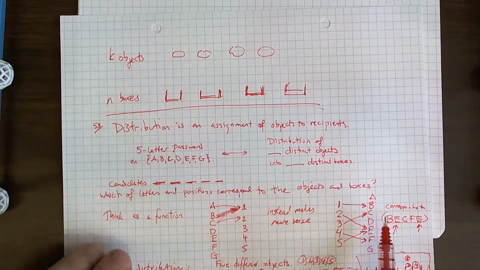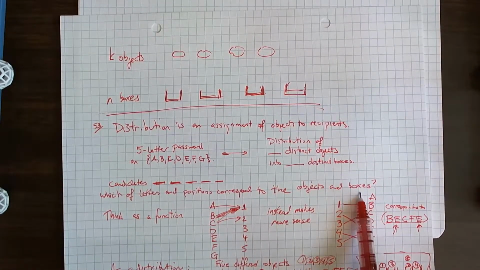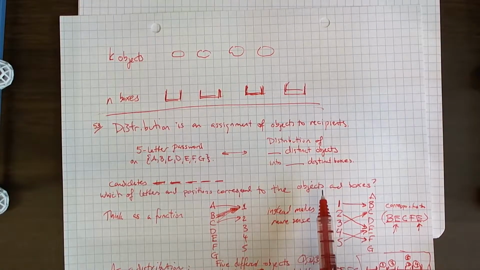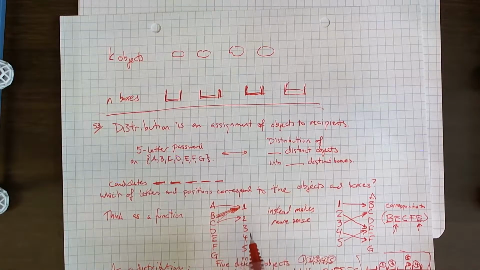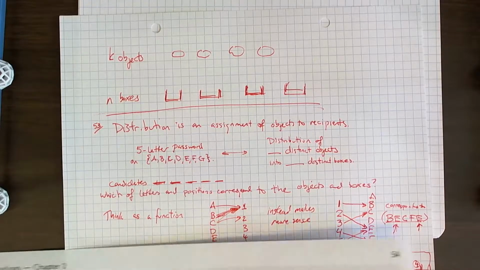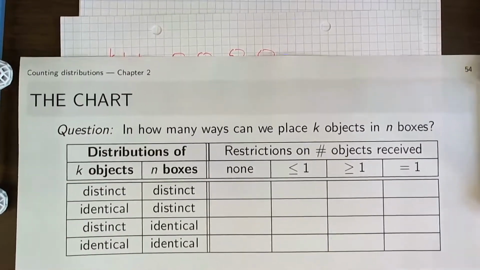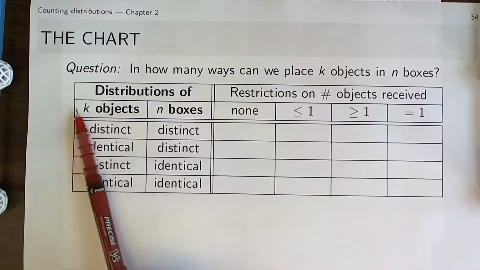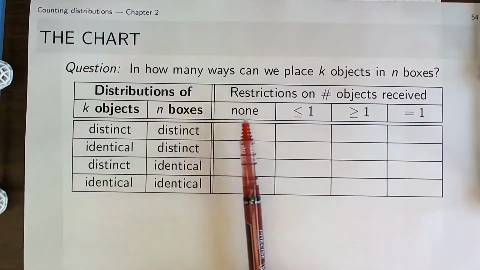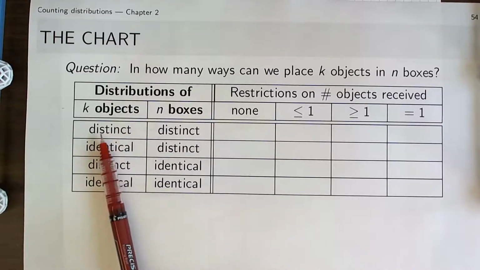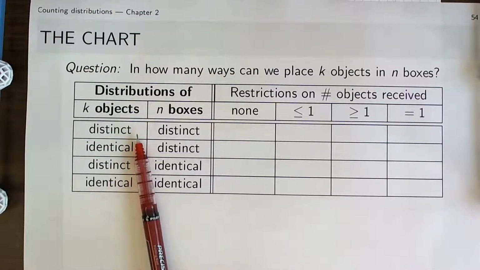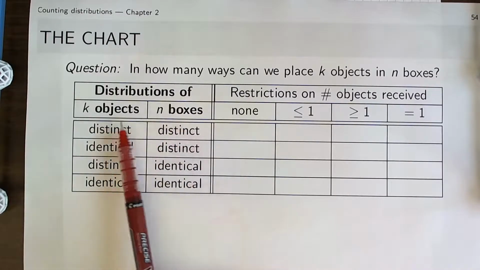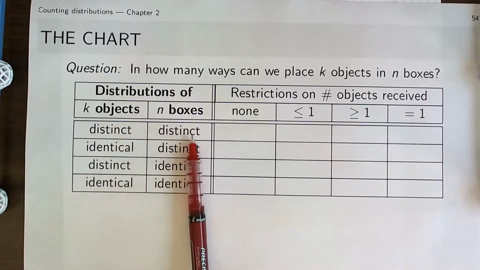All right, so what that means is we're going to fill out a chart. This chart looks like this. We're going to be placing objects into boxes. We're placing K objects into N boxes, and the objects can either be distinct or indistinguishable, and the N boxes could be distinct. So that's sort of what we were just talking about.